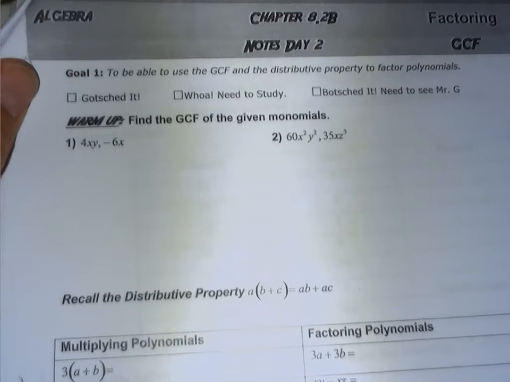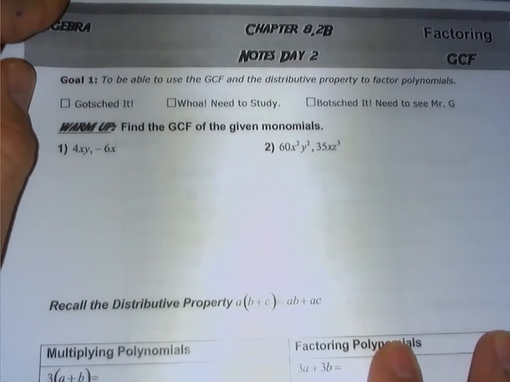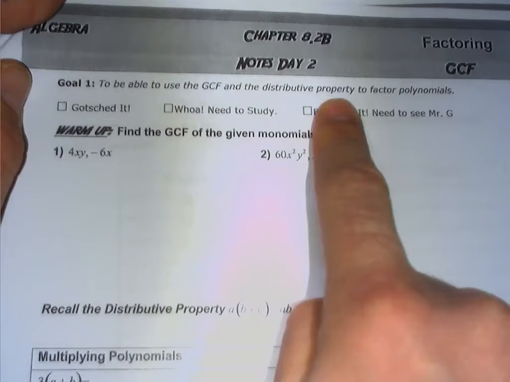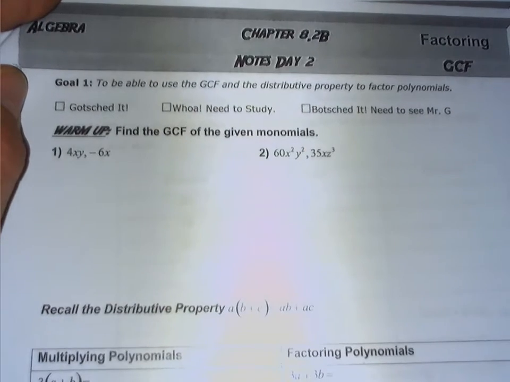All right, so ladies and gentlemen, here we go. We got chapter 2, 8.2, day 2 notes, a little factoring. So that's our goal. You should be able to use the GCF and the distributive property to factor polynomials.